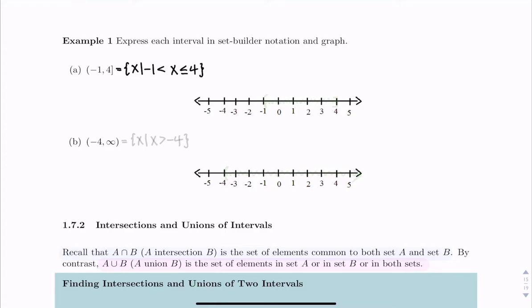And all that means is that on -1, we'll draw a parenthesis, and on +4, we will draw a square bracket. And so what this means is x is in between these two boundaries. So in between -1 and +4, including +4 but not including -1. Now let's pause the video and you try 1b.